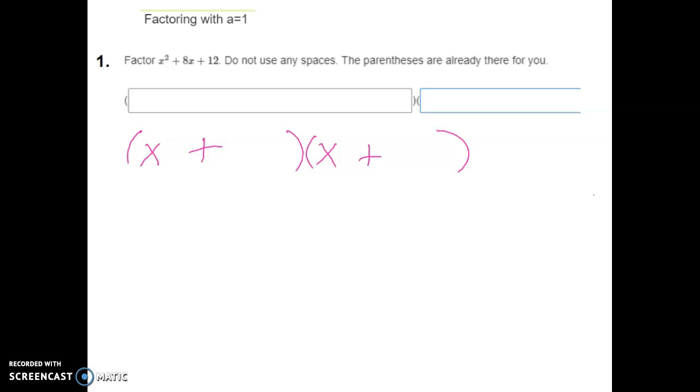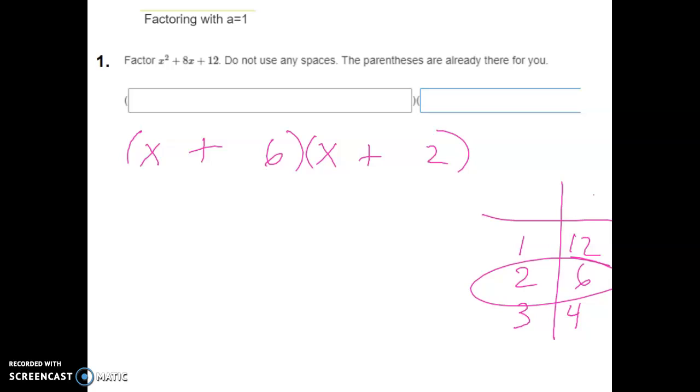So what two numbers when I multiply give me 12, but when I add, they're 8. That's going to be 6 and 2. Because if I sit down and I go, all right, what two numbers multiply? 1 and 12, 2 and 6. But when I add, I get 8. 3 and 4, it's got to be 2 and 6 because 2 plus 6 is 8.